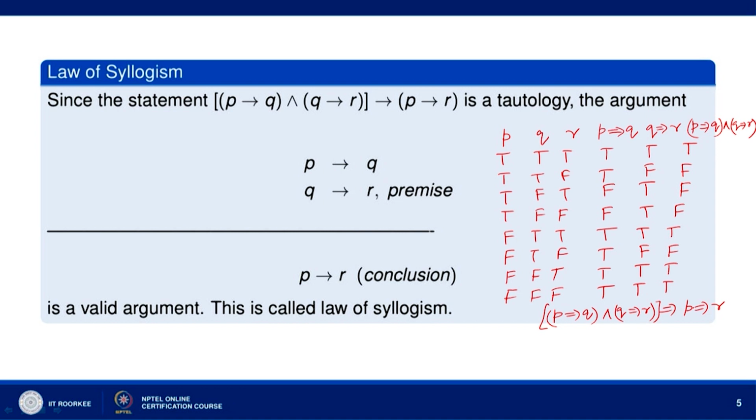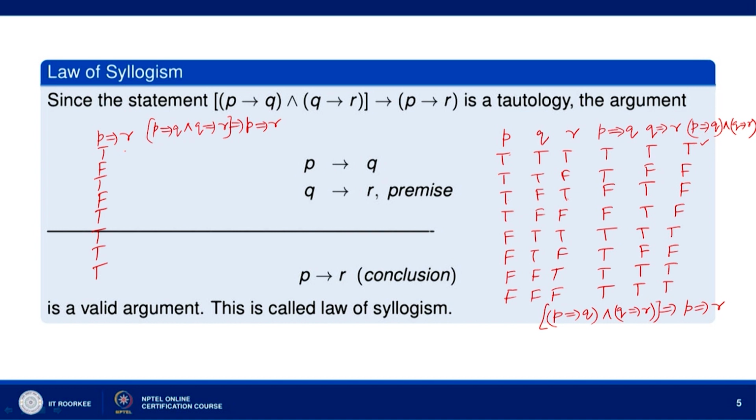So, we have to write the column for P implies R also. Let us write here P implies R: T T is T, T F is F, then T T is T, then T F is F, and then F T is T, then F F which is T, and then F T which is T, and then F F which is T. Now, let us write the column corresponding to P implies Q and Q implies R implies P implies R. So, we have P implies Q and Q implies R, T here. And this implies this.